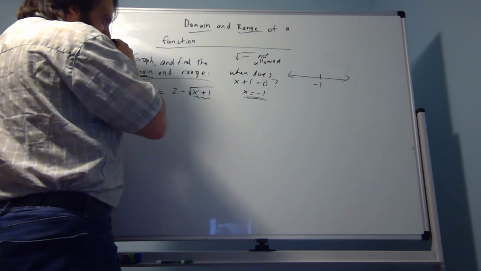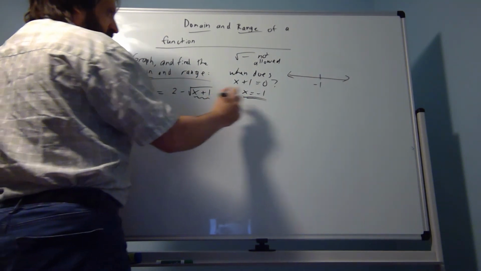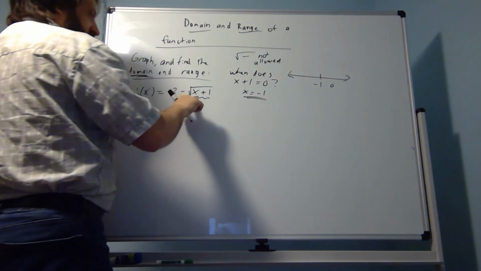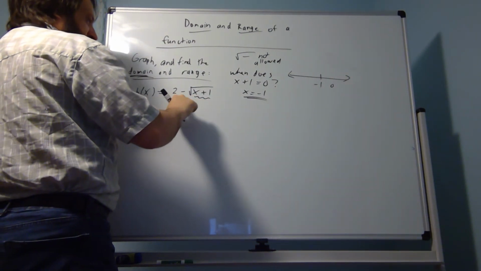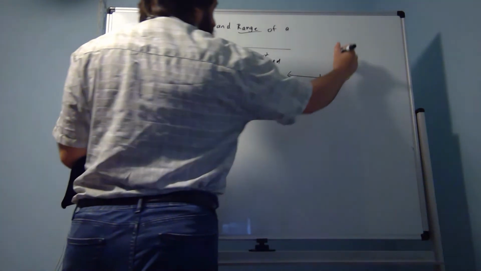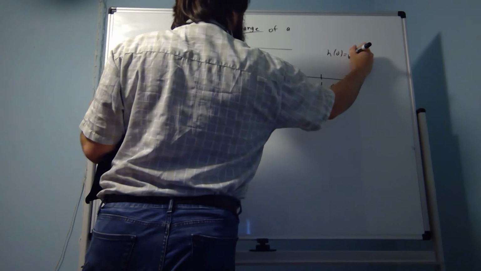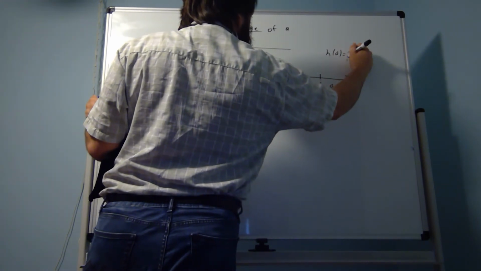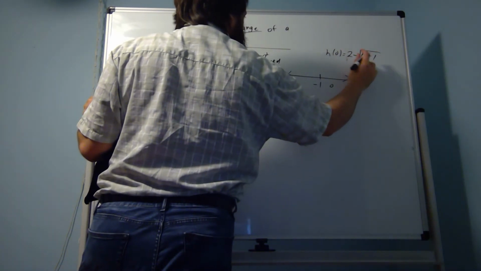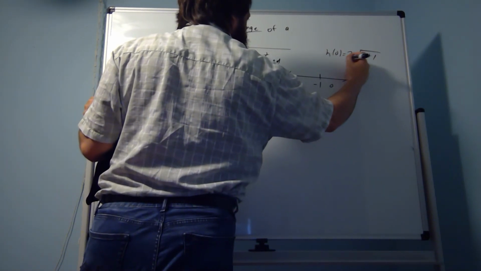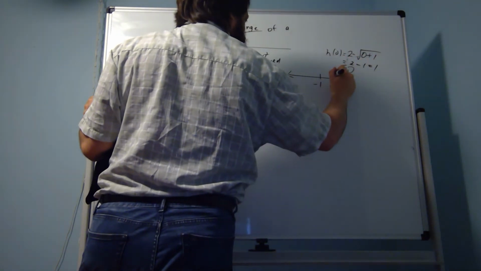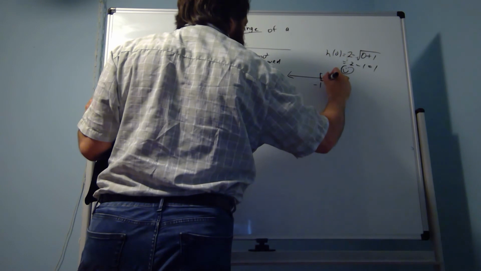And x equals minus 1 is okay if we plug in x equals 0. We're taking 2 minus the square root of 1. It's totally fine. So h of 0 is 2 minus the square root of 1, so sure, that's totally fine.